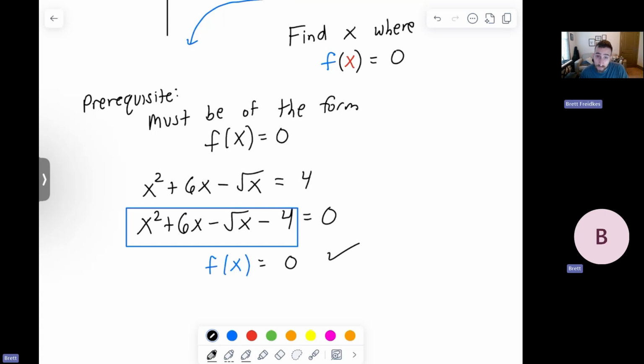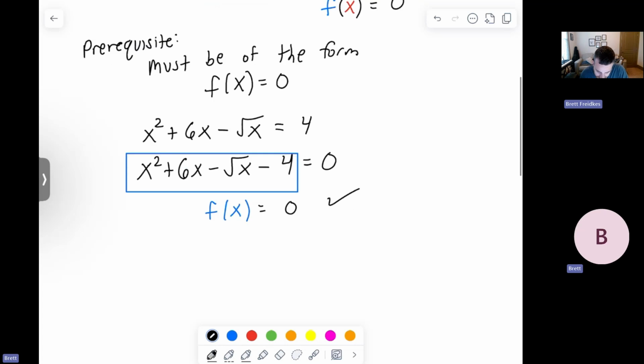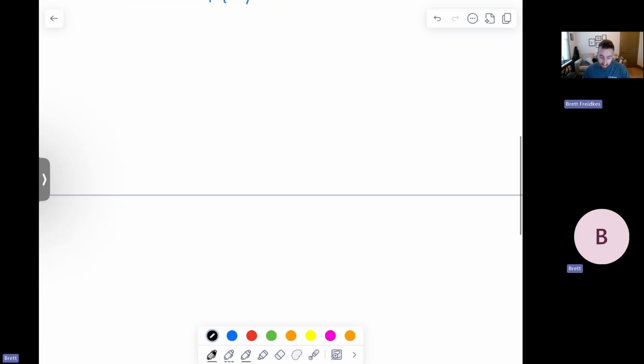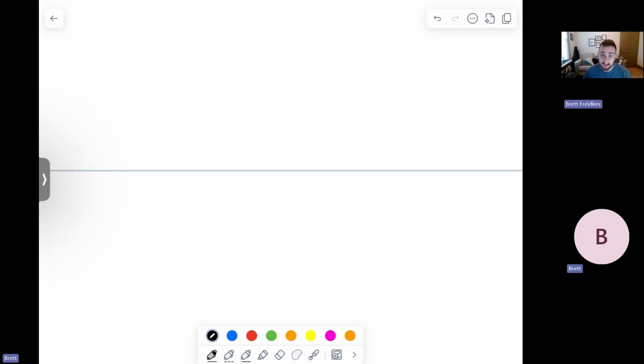That is a prerequisite for both the bisection method and the Newton-Raphson method, which will be in my other video. You can see the link in the comment or in the description below, so you can go to that video after if you want to watch that one. But in general, this is the form that we need to be in. So for the bisection method, let's explain the general idea.